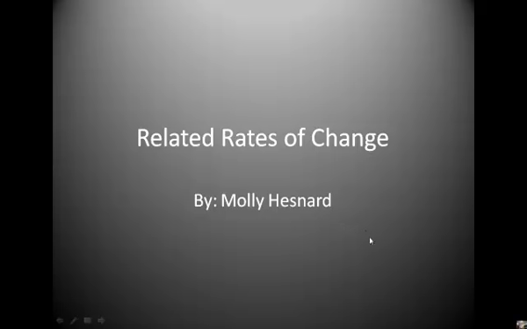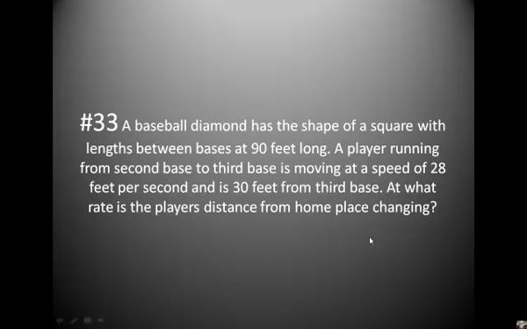Okay, so on this project, we're looking at related rates of change problems. I chose number 33 as a problem out of the book, and this is what it says. A baseball diamond has the shape of a square with lengths between bases at 90 feet long. A player running from second base to third base is moving at a speed of 28 feet per second and is 30 feet from third base. At what rate is the player's distance from home plate changing?